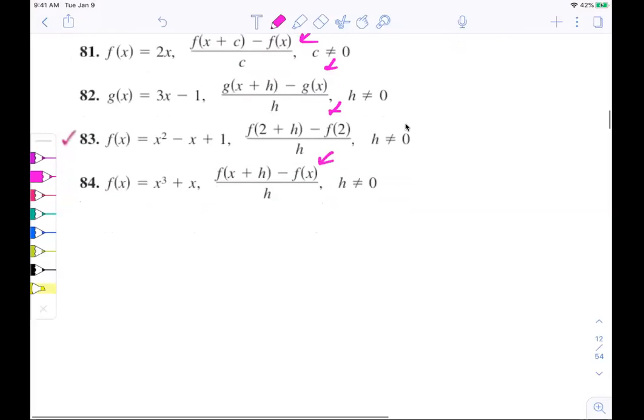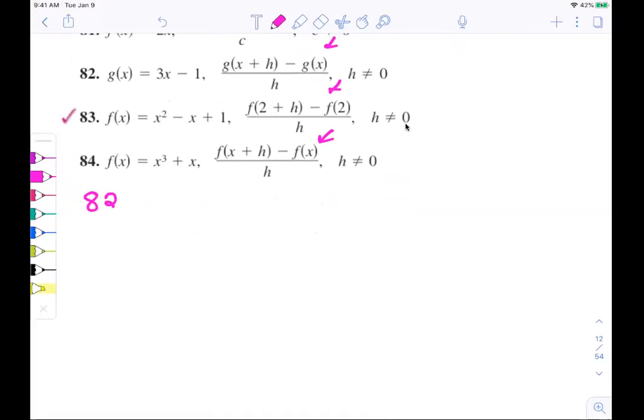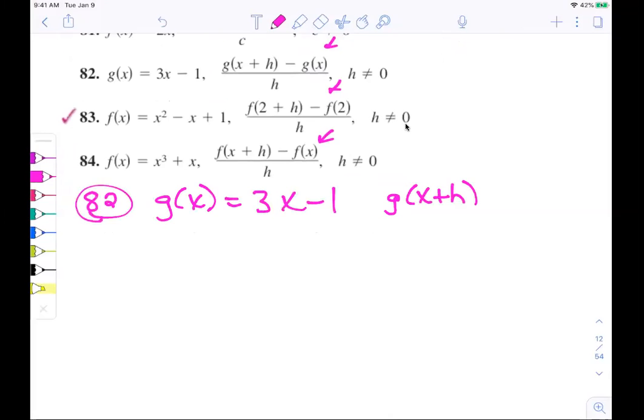So if we look at 82, we're trying to use the equation 3x minus 1. Remember, that's our function. The difference quotient part is what we apply to the function. When I see g of x plus h, the g part means I need to go into the g equation and replace x with whatever's in parentheses. I'm going to do a little side work. You don't have to do this, but I like to organize my information. I'm going to call this step 1.